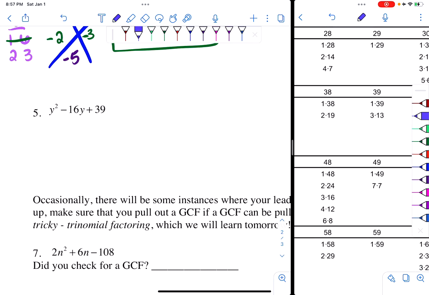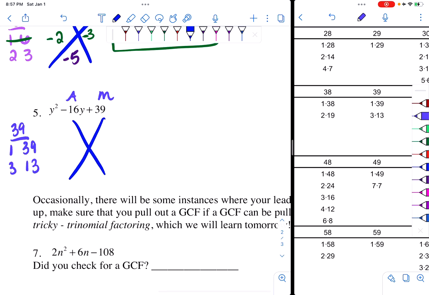We want to add up to negative 16 and multiply to 39. So I have 1 and 39 and 3 and 13. It's got to be 3 and 13 because there's no way 1 and 39 will give me a negative 16. Not on Monday, not on Tuesday, not any day of the week.